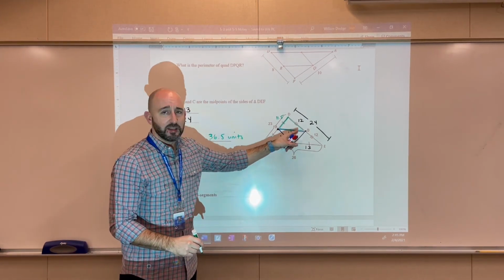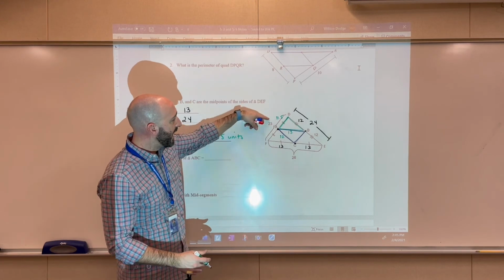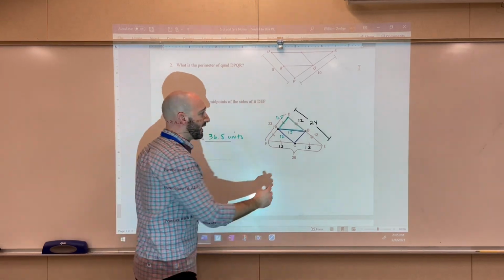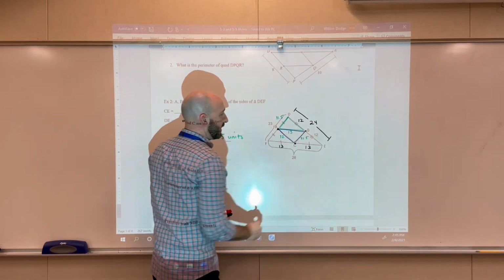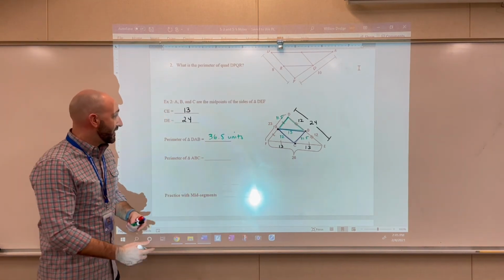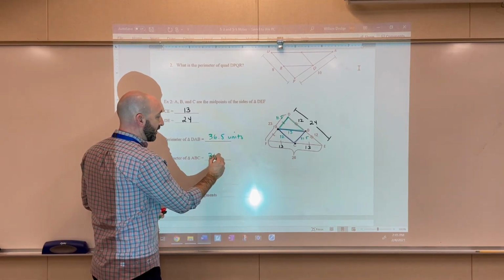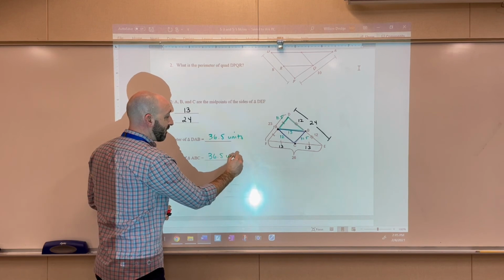And then BC again is a midsegment, so it would be half the length of this third side, which would put it at 11.5 again. So again, if we add up those three side lengths, we'd end up with 36.5 units.